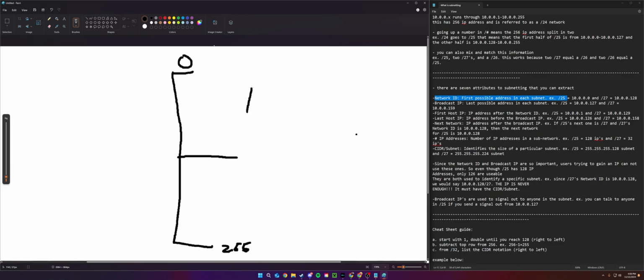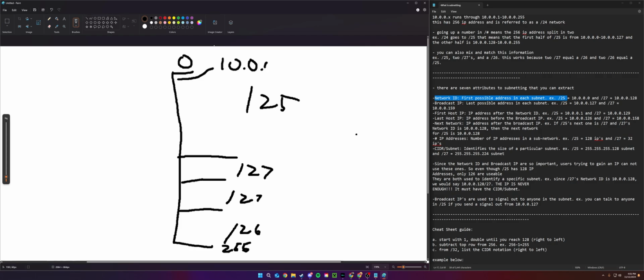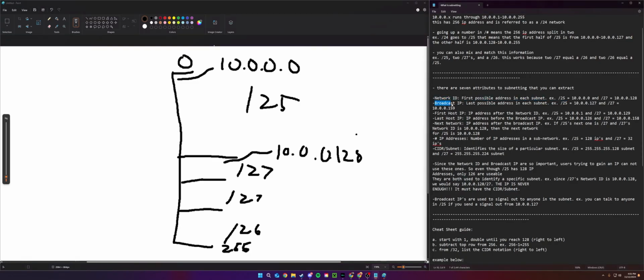So let's just show that right here. For /25, that is right here. It's actually the same example we just showed: /26, /27, and /27. So our first one possibly here would be 10.0.0.0, a lot of zeros. And for /27, the first one here would be 10.0.0.128.